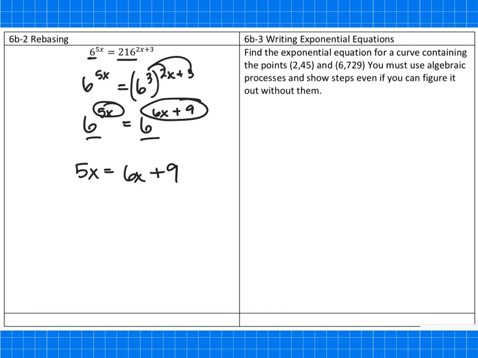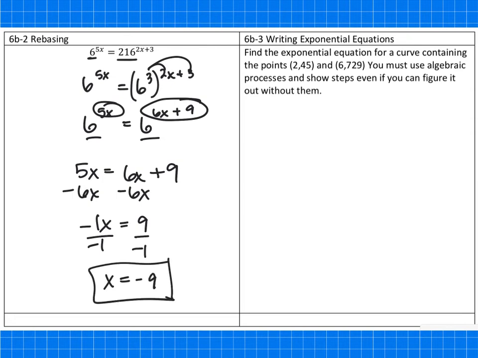Oh my gosh, this video is forever long. Minus 6x from both sides. We've got negative 1x equals 9. Divide both sides by negative 1. And we've got x equals negative 9. All right.